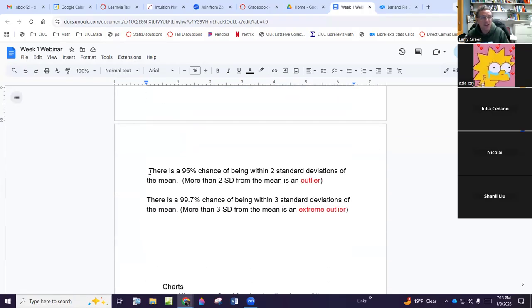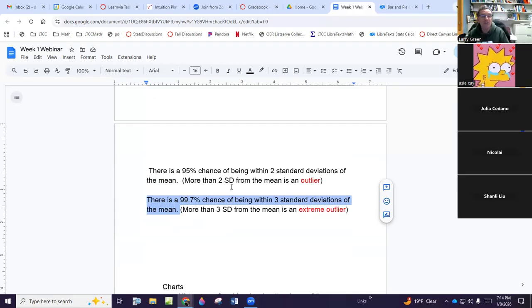Okay. Turns out there's a 95% chance of being within two standard deviations, and a 99.7% chance, so almost, you're so convinced it's going to happen, of being within three.